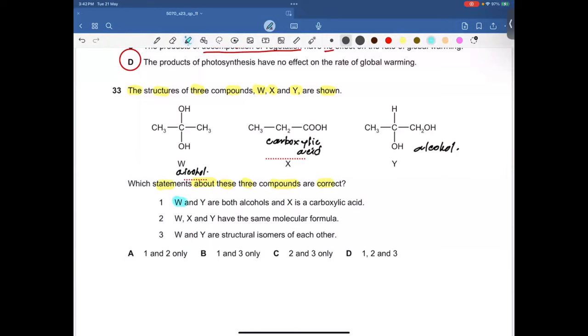W and Y are both alcohols. That's true. And X is the carboxylic acid. That's true. The first statement is right.